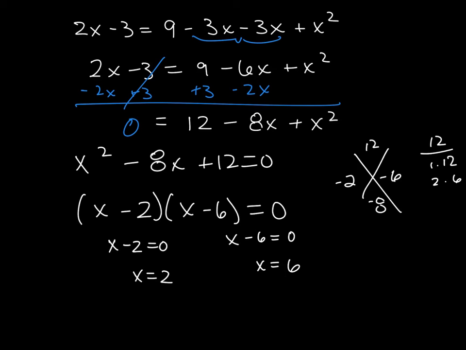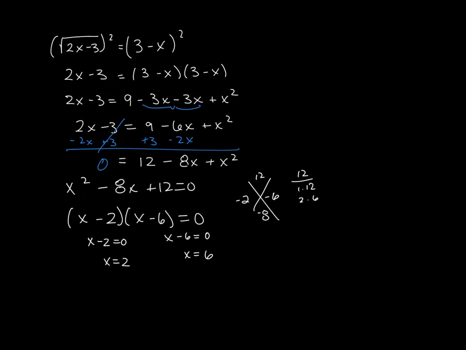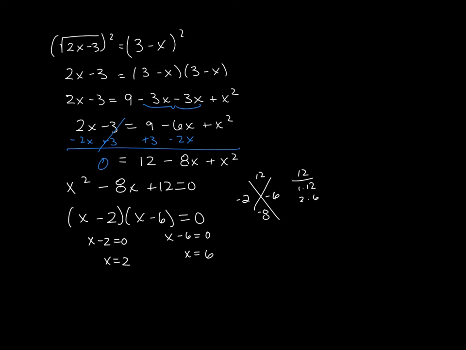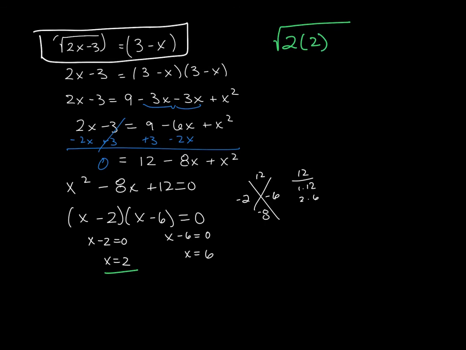Now notice, it's not because one of them is negative and one of them is positive that we're throwing it out. You always have to go back to the original equation. And in the original equation, we didn't have those squareds there. So this was our original equation that we're going to go ahead and plug it into. So let's go ahead and start with x is equal to 2. That gives us the square root of 2 times 2 minus 3. Does that equal 3 minus 2? So underneath this radical, 2 times 2 is 4 minus 3. So that's the square root of 1 is equal to 1. So that one works.